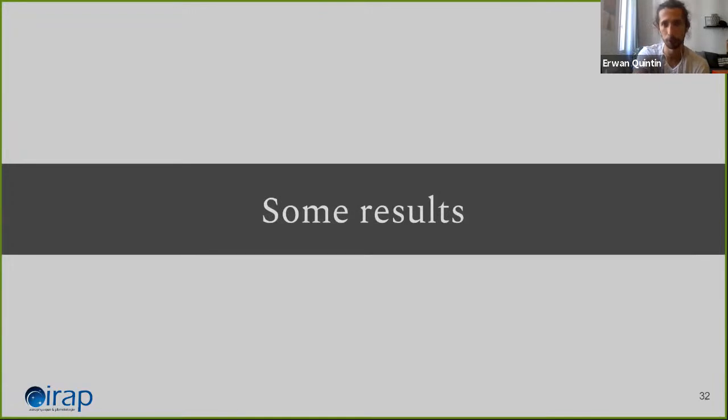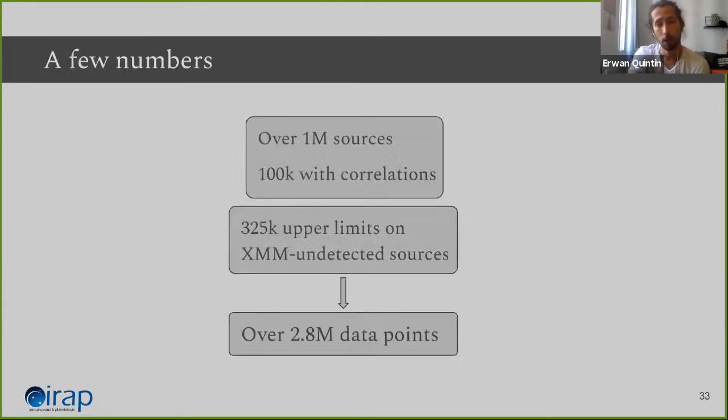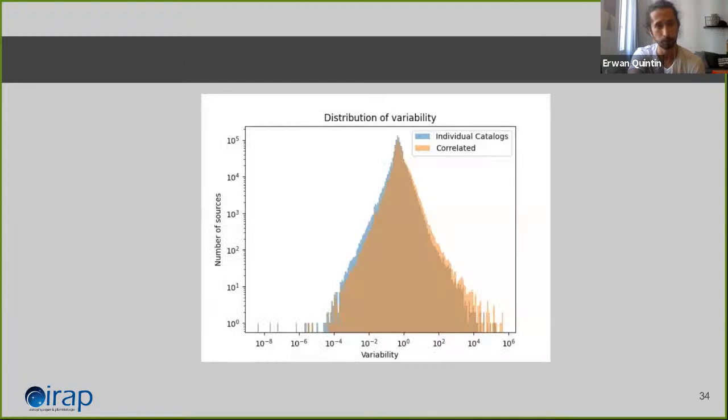So I'm going to show you some results of our method. Some numbers at first. We have over 1 million sources, and about 10% of them are built with correlations between at least 2 catalogs. We also computed over 300,000 upper limits on XMM undetected sources. Most of those are Chandra sources that are just too faint for XMM to detect. But sometimes there are also variable sources, a lot of GRBs from Swift that were not detected in XMM-Newton, this kind of variable objects. In the end, it gives nearly 3 million data points.